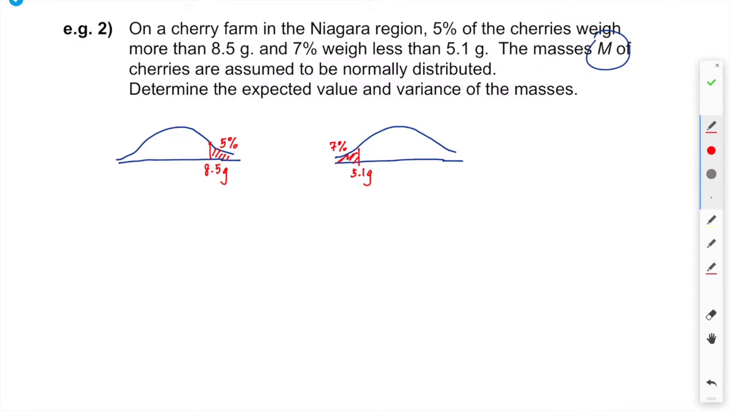Like that. So I don't know much about it except for the fact that P of M greater than or equal to 8.5 is equal to 0.05, and also P of M less than or equal to 5.1 equals 0.07. I don't really need the less than or equal to, but here it doesn't really matter because it's a continuous variable.